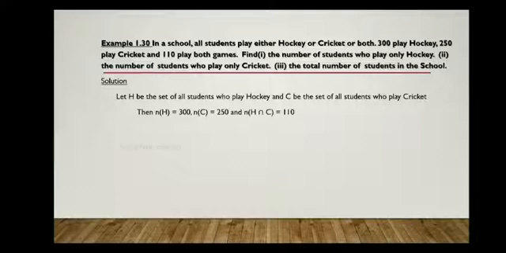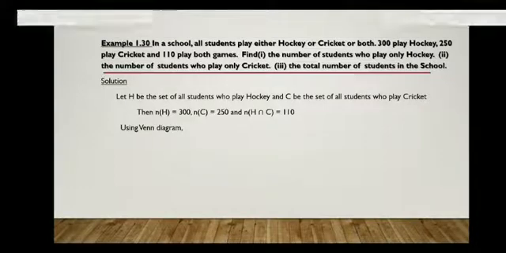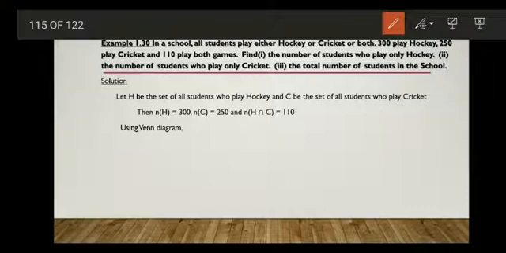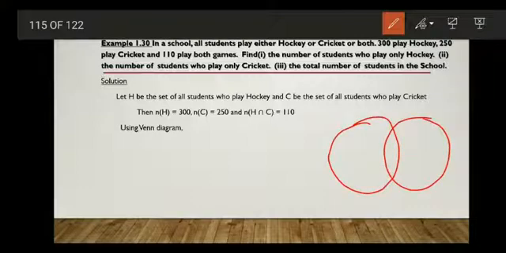So we'll represent this in a Venn diagram. Okay, how to do these things? We have two sets H and C. H has 300 elements, C has 250 elements, and in the common portion we have 110 elements.